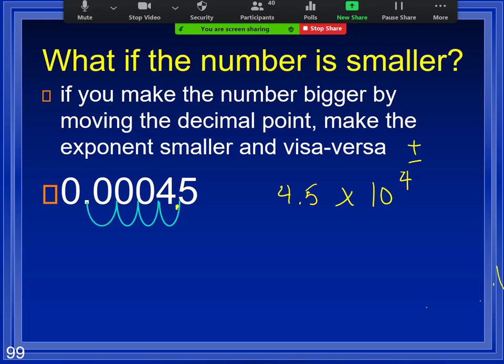Well, look at the number. I went from a small number to a bigger number. The number got bigger, so the exponent has to get smaller. So to go there, if I want this number, I have to take 4.5 and divide it by 10 4 times. So it's 4.5 times 10 to the negative 4th.